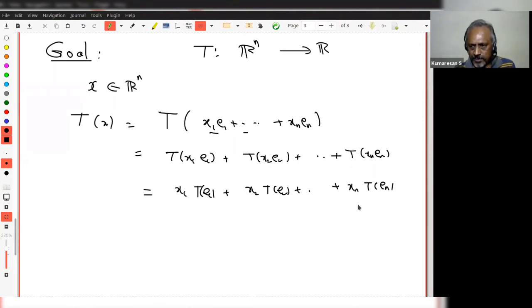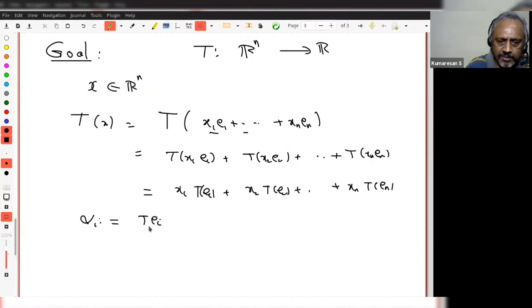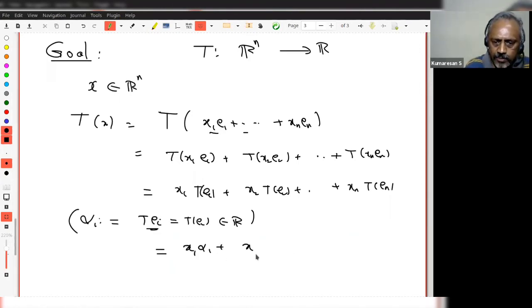Right? These are pure symbolic manipulation. There is nothing great, except I have to make use of the definition. Now suppose let me call alpha i to be T of Ei. Remember, T of Ei, most often I write only this way. Alpha i is a real number. Do you understand this? Because T is a map from Rn to R, Ei is a vector in Rn. Therefore T of Ei must be a real number. You follow that? Therefore, this is nothing other than x1 alpha 1 plus x2 alpha 2 plus dot dot plus xn alpha n, where alpha i is this.